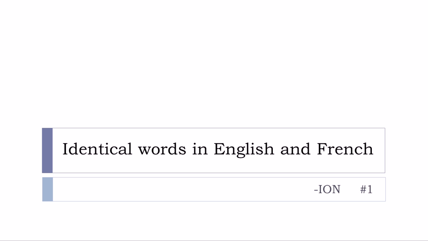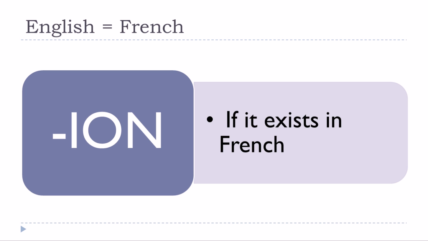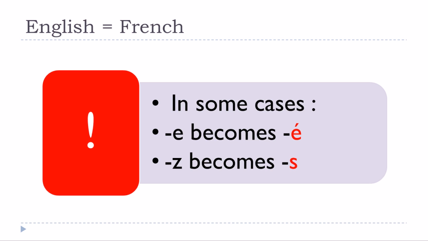Okay, so here you can see the first video covering these words ending in ION that are the same in English and in French. The rule is that you will have the same words in English and in French if the word exists in French, and that's the first thing. Then remember that in some cases the letter will become É in French, so we'll put the accent, and in some cases the letter Z will become the letter S. I didn't put the article, but in most of the cases they are feminine. Okay, so let's start now.